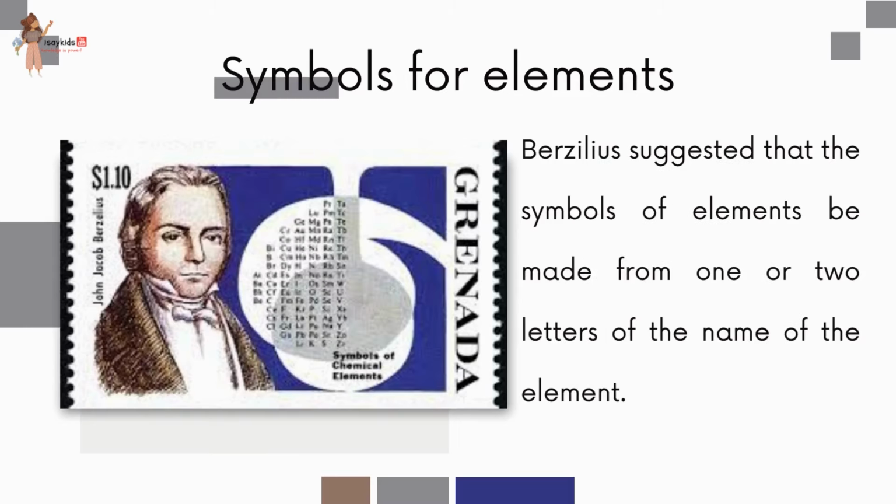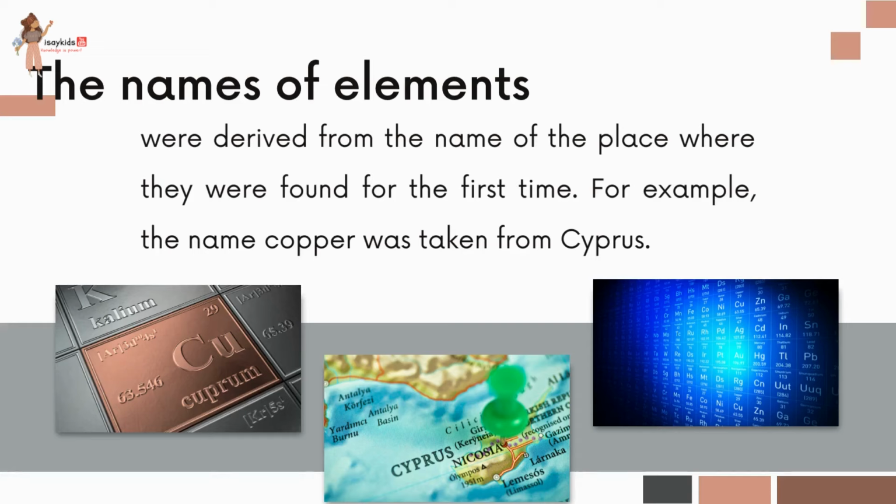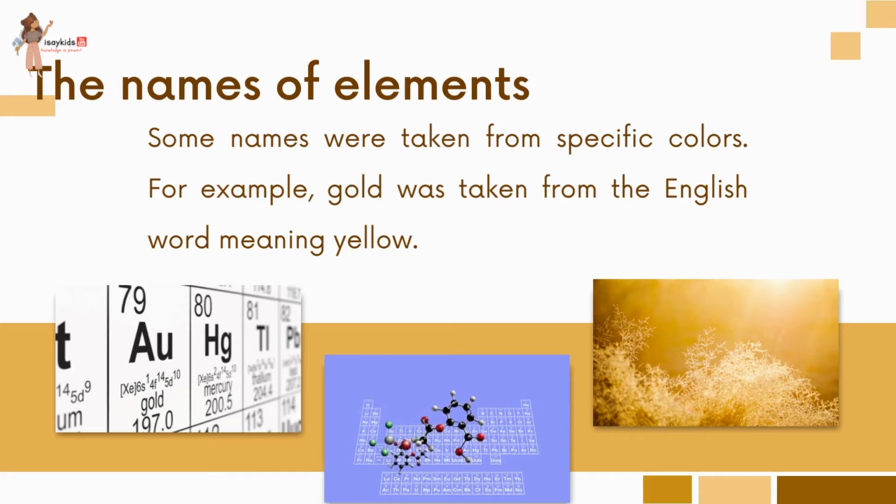Berzelius suggested that the symbols of elements be made from 1 or 2 letters of the name of the element. In the beginning, the names of elements were derived from the name of the place where they were found for the first time. For example, the name copper was taken from Cyprus. Some names were taken from specific colors. For example, gold was taken from an English word meaning yellow.